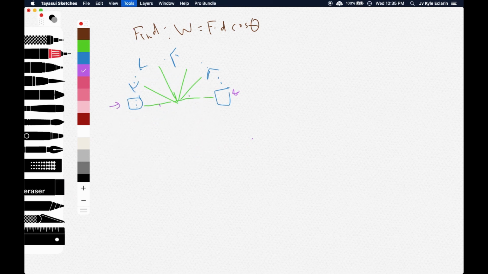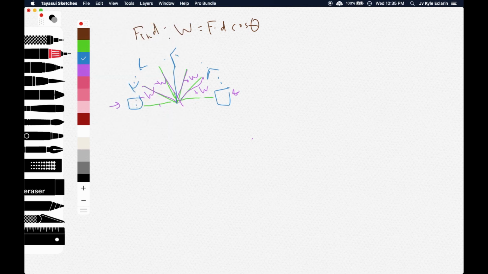Now, what about this case? So if you look at this case and this case, it would be the same. This would be positive W, and this would be negative W. And these would cancel out. Same for this. This would be positive W, negative W. Now, the only tricky part is the one in the middle.